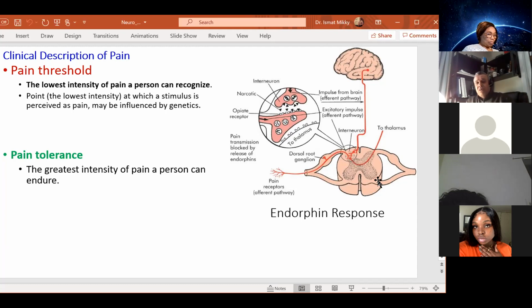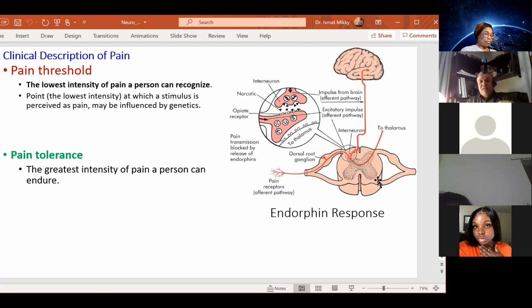So pain threshold is the lowest intensity of pain a person can recognize. In other words, it is the lowest intensity at which a stimulus is perceived as pain, and it may be influenced by genetics. And so that's the patient's threshold. And anytime that threshold is exceeded, the patient will start sensing and experiencing pain.